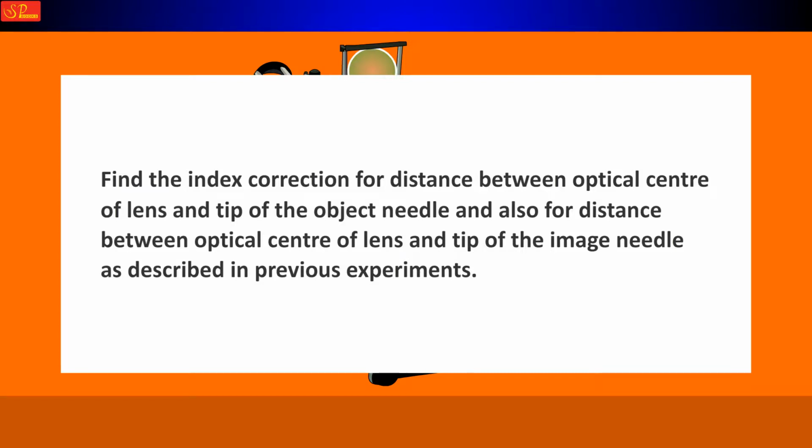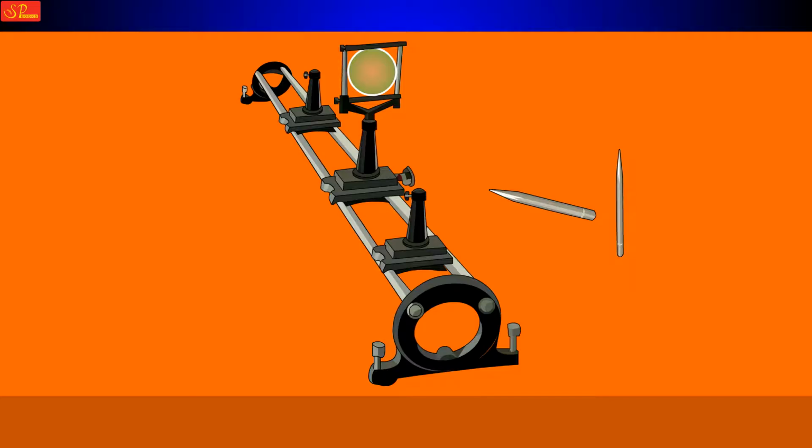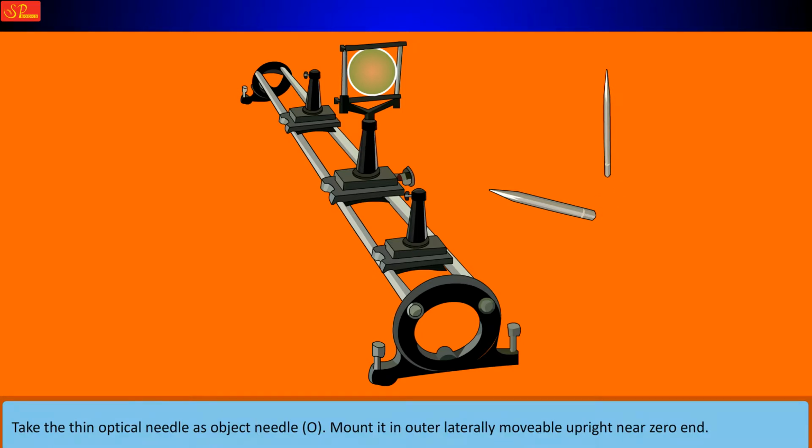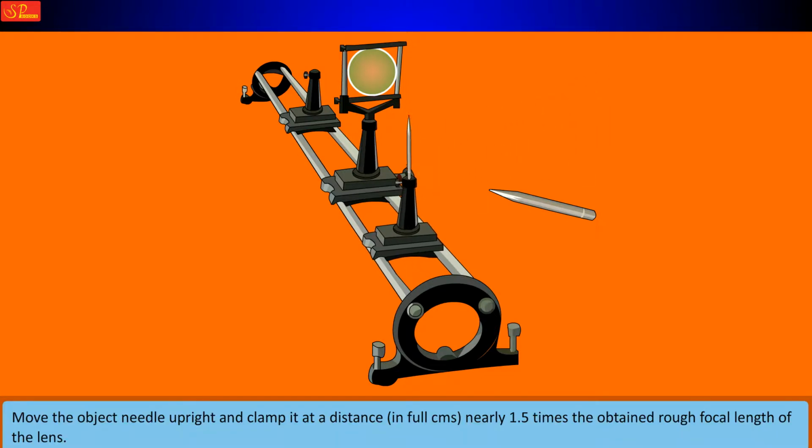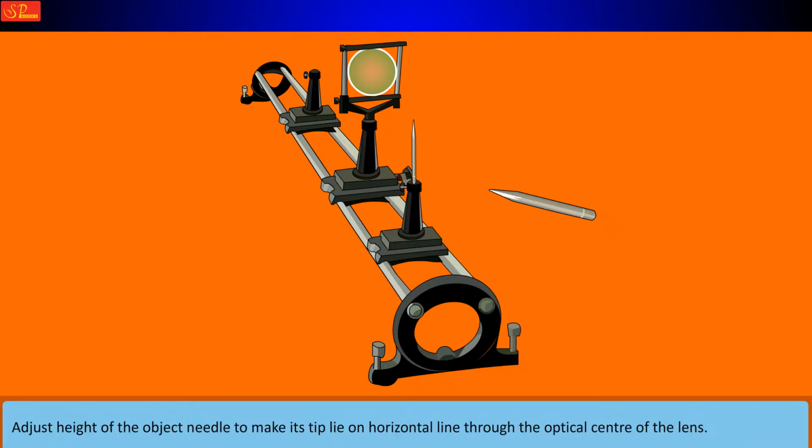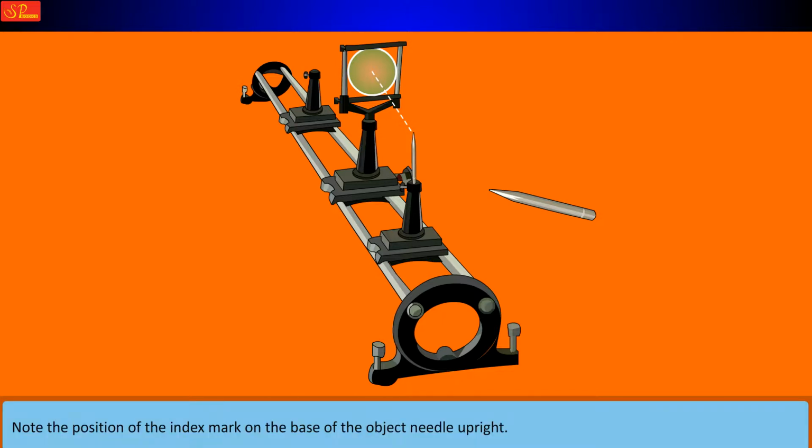To set the object needle, take the thin optical needle as object needle O, mount it in the outer laterally movable upright near zero end. Move the object needle upright and clamp it at a distance in full centimeters, nearly 1.5 times the obtained rough focal length of the lens. Adjust the height of the object needle to make its tip lie on the horizontal line through the optical center of the lens. Note the position of the index mark on the base of the object needle upright.